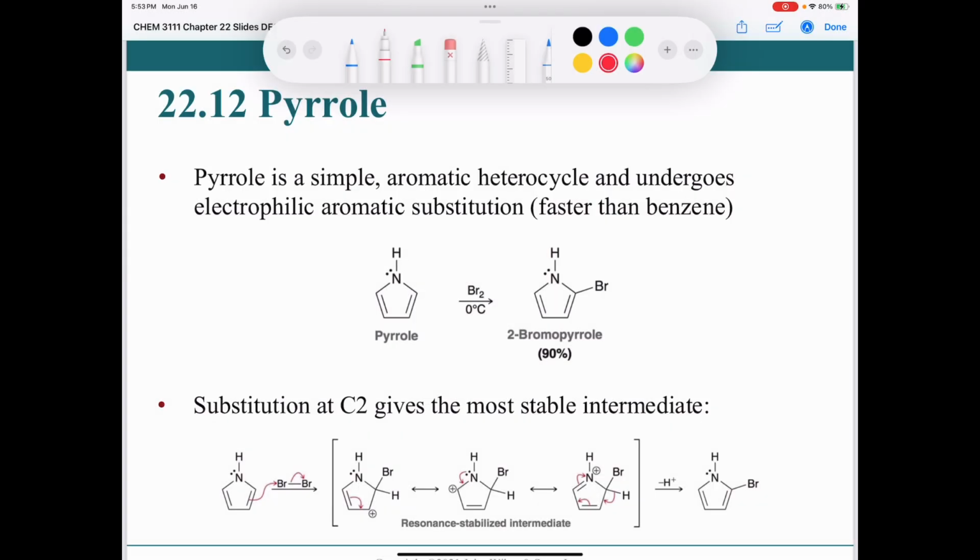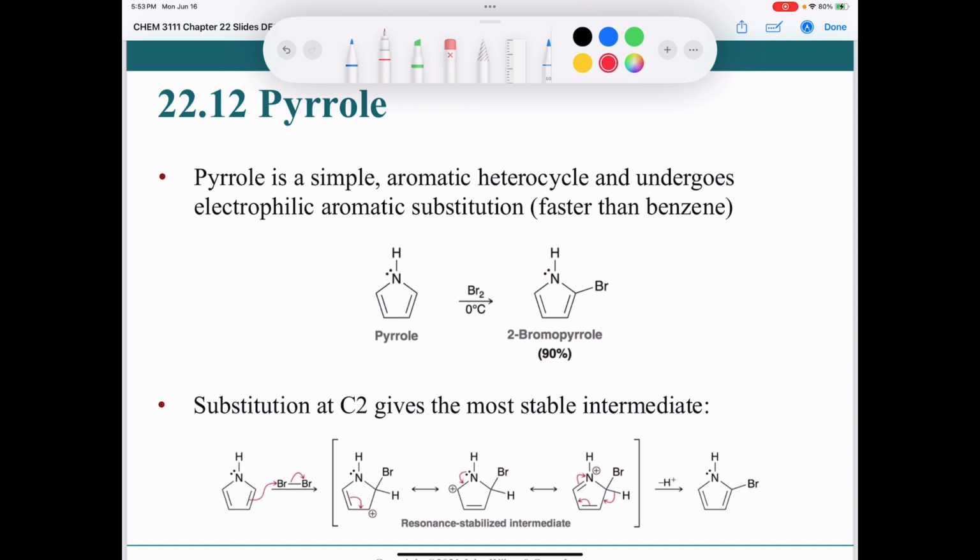Pyrrole is a 5-membered aromatic ring containing one nitrogen atom, and it's numbered starting with the nitrogen atom. Now, as we saw in chapter 17, the lone pair of this nitrogen atom participates in aromaticity and is therefore significantly less basic and less nucleophilic than a typical amine.